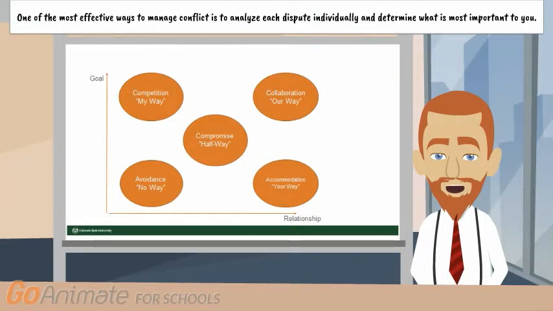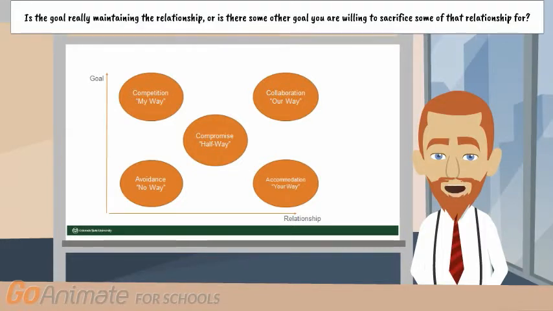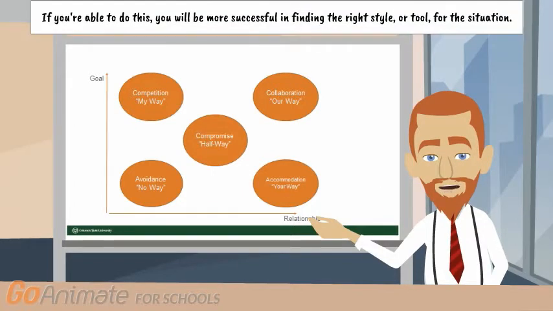One of the most effective ways to manage conflict is to analyze each dispute individually and determine what is most important to you. Is the goal really maintaining the relationship, or is there some other goal that you're willing to sacrifice some of that relationship for? If you are able to do this, you will be more successful in finding the right style or tool for the situation.